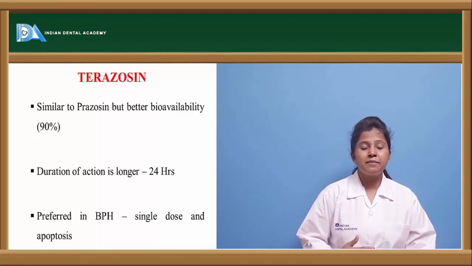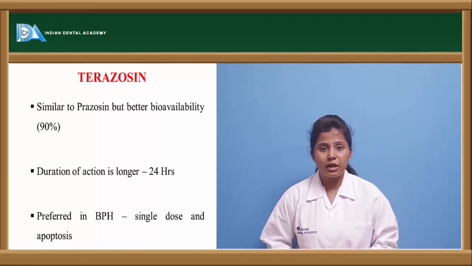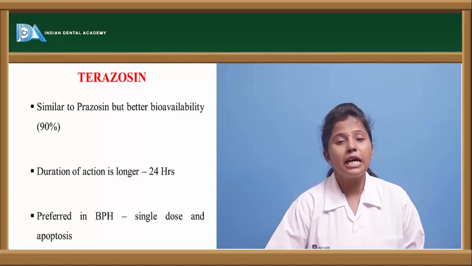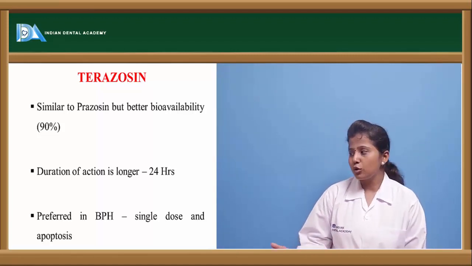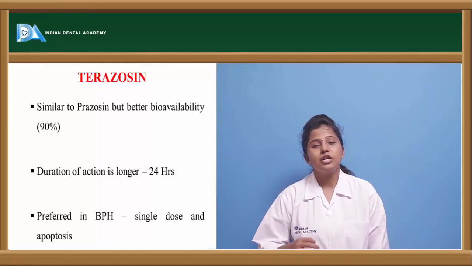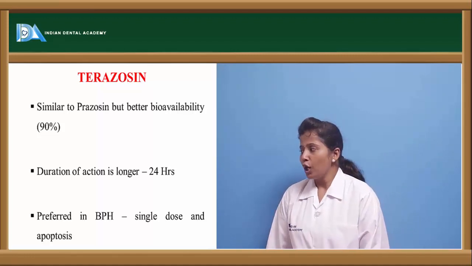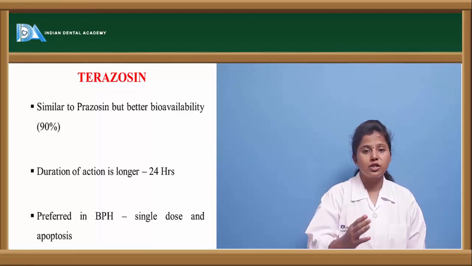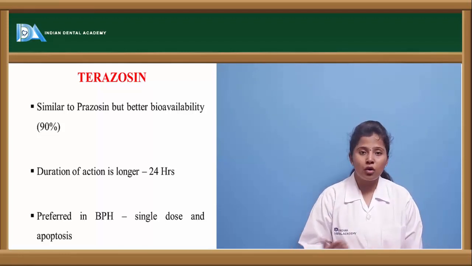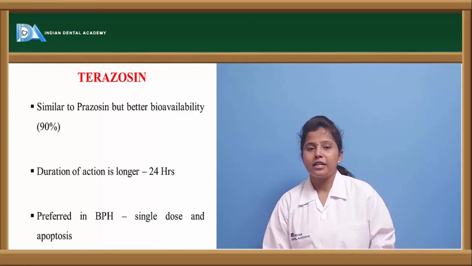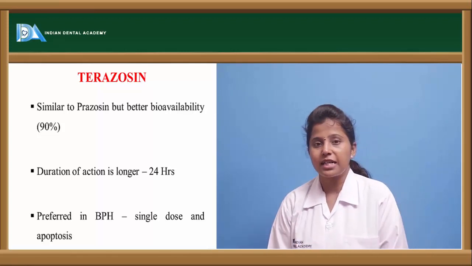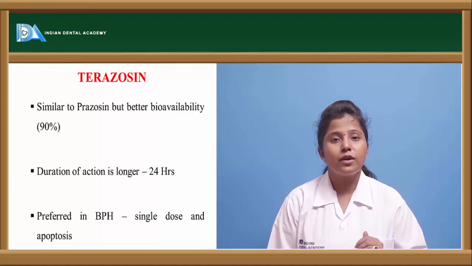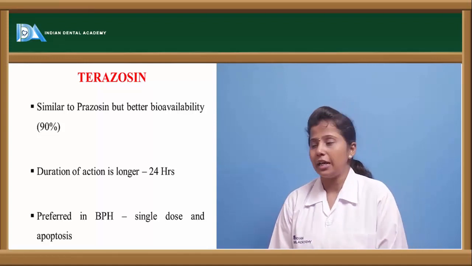If we see prazosin, it has 70% bioavailability. If you take terazosin, it has 90% bioavailability, where it shows greater effects. The duration of action of this drug is also about 24 hours, because when compared to prazosin, terazosin has a longer duration of action, and it is preferred in BPH conditions, that is benign prostatic hyperplasia, and it is also recommended to give as a single dose.